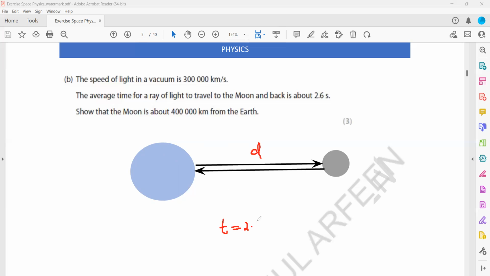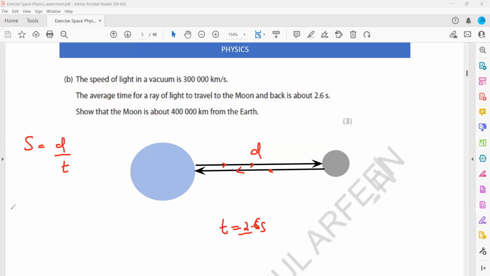is 2.6 seconds. So how much time will it take to only go? If the total time to travel and return back is 2.6 seconds, it will only take 1.3 seconds to travel one way. So the time to move from the Earth to the Moon is half of it, 1.3 seconds. And we have the formula: speed is distance divided by time.